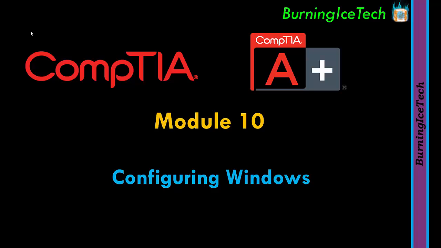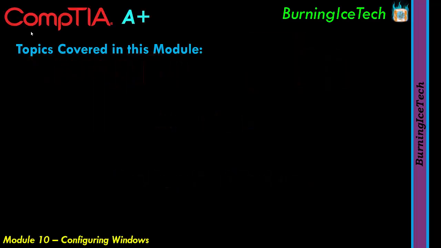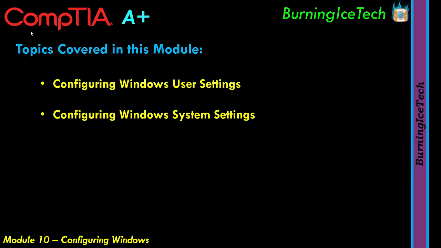Now, today's module is called Configuring Windows. It consists of two main sections we'll be covering. What are those two main sections? The first one is Configuring Windows User Settings. The second is Configuring Windows System Settings.